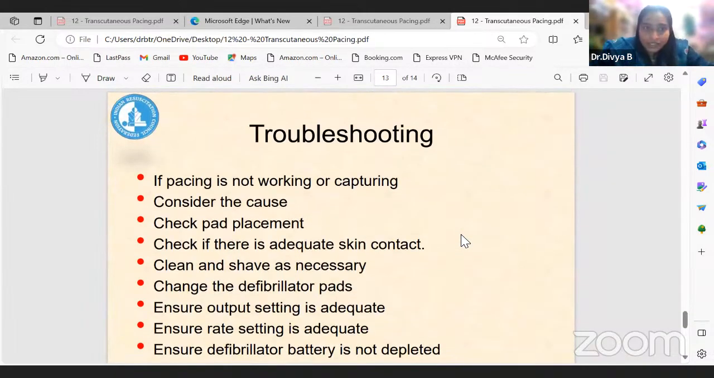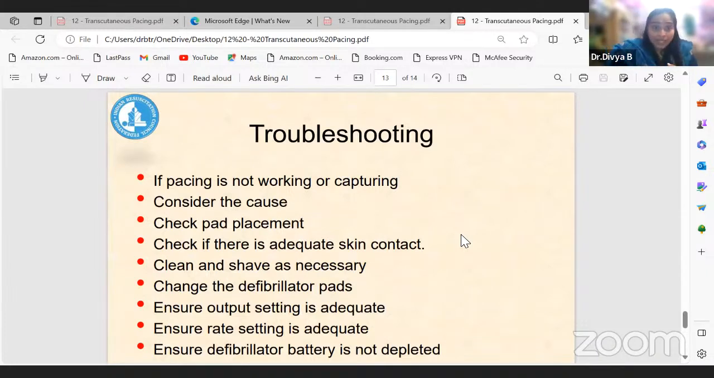Like in any other machine, troubleshooting is one important aspect that we all have to be aware of. First, make sure your pacing is working, and then make sure it's capturing. And always think about the cause, because this is only a temporary measure. This is not a permanent measure. Address the cause. This is only giving you time to address the cause and plan for definitive management.